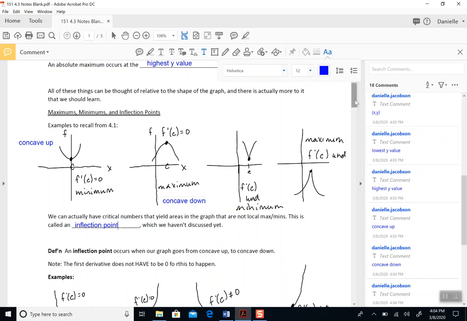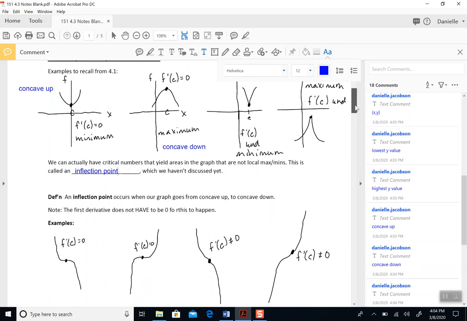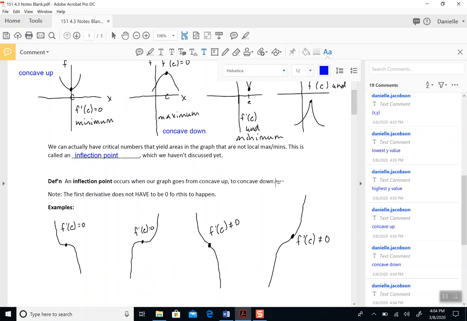An inflection point occurs when our graph goes from concave up to concave down, or vice versa, from concave down to concave up. In other words, this happens when there's a switch in concavity. One thing to note is that the first derivative does not have to be 0 for this to happen. It wouldn't be undefined, but it does not have to be 0. That's the weird thing in here. You can have inflection points in areas where the first derivative is not 0.